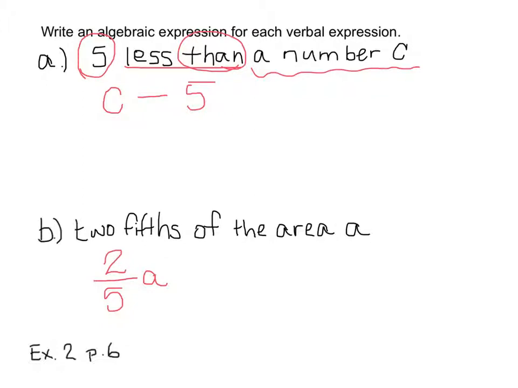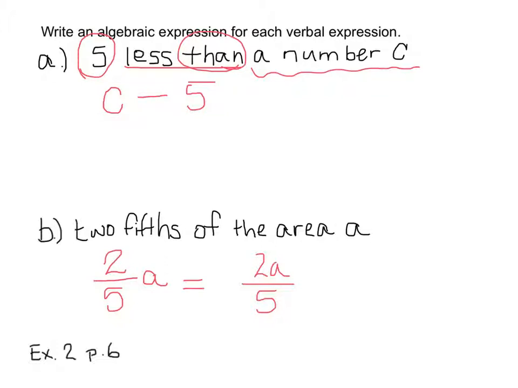I hope you said yes, because I can also write this with the A in the numerator. Both of those mean the exact same thing. 2/5 of the area A could be written as 2 over 5 with the A next to the fraction bar, or you could write it 2A in the numerator over 5.